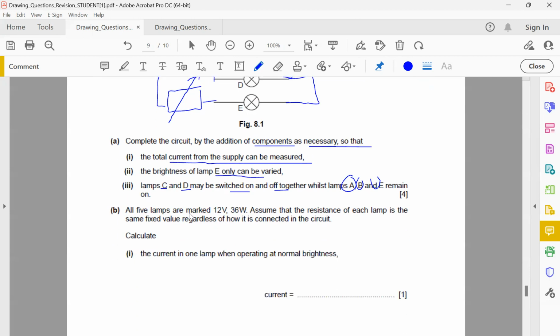Then next, after that, all 5 lamps are marked with 12 volts, 36 watts. Assume that the resistance of each lamp is the same. Calculate the current in one lamp when operating at normal brightness. This one here is like, what formula do we use? Yeah, P equals VI. Then I would have I equals P over V, right? Which is 36 divided by 12, which is going to give you 3 amperes.